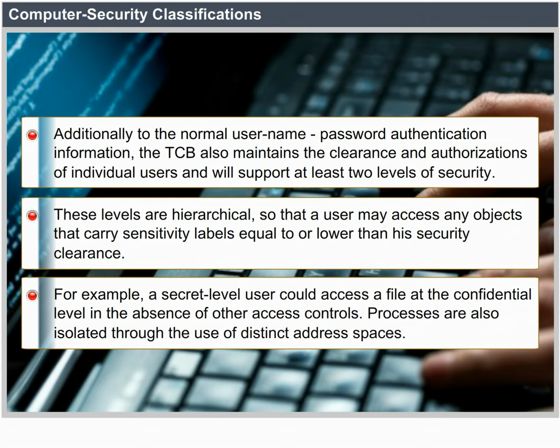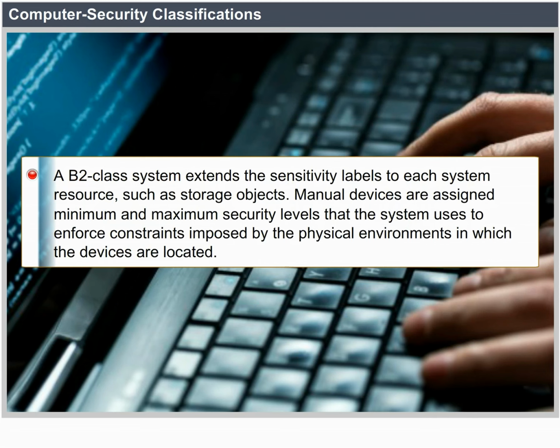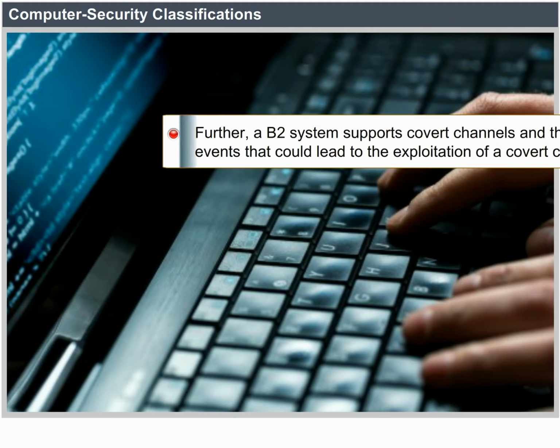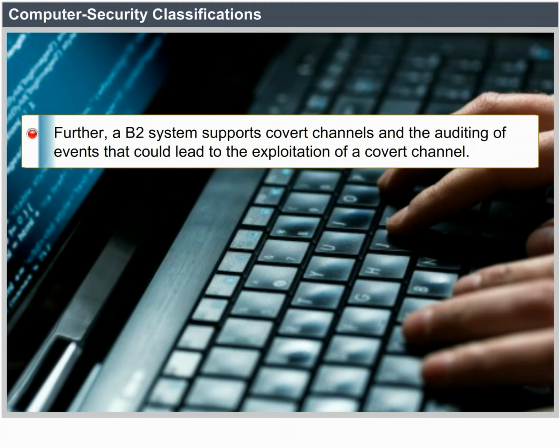A B2 class system extends the sensitivity labels to each system resource, such as storage objects. Physical devices are assigned minimum and maximum security levels that the system uses to enforce constraints imposed by the physical environments in which the devices are located. In addition, a B2 system supports covert channels and the auditing of events that could lead to the exploitation of a covert channel.